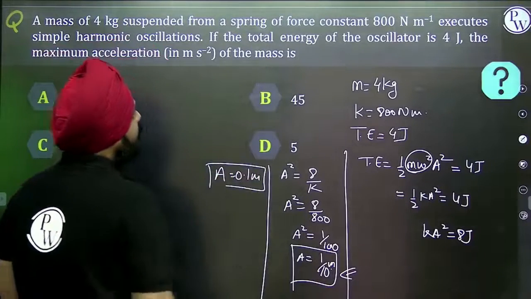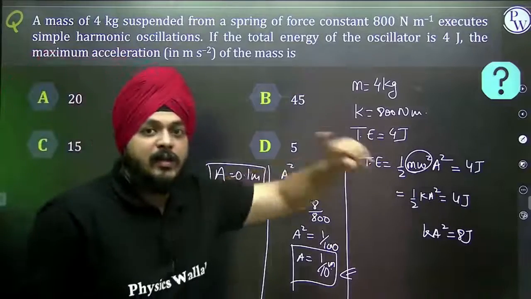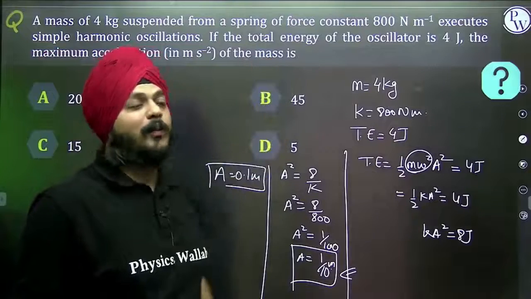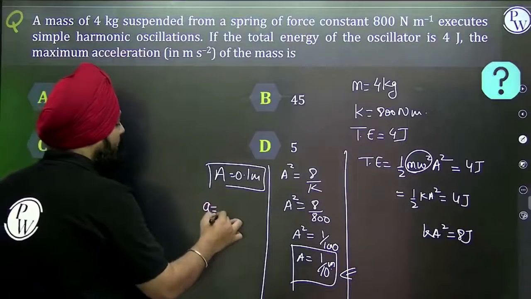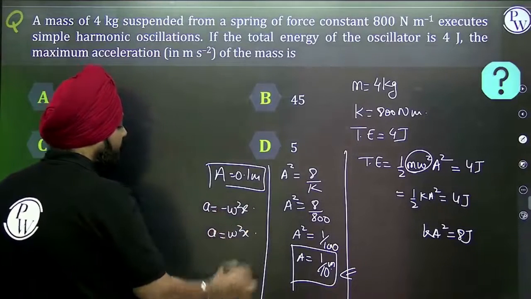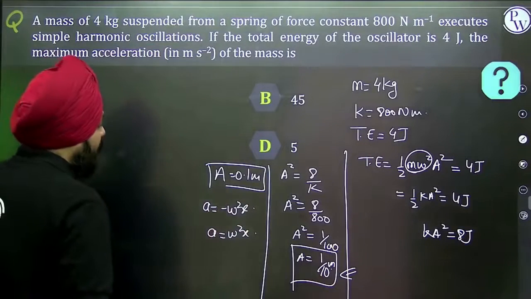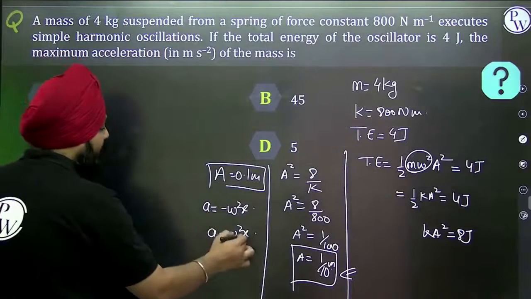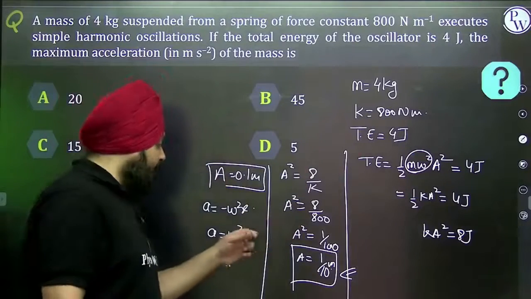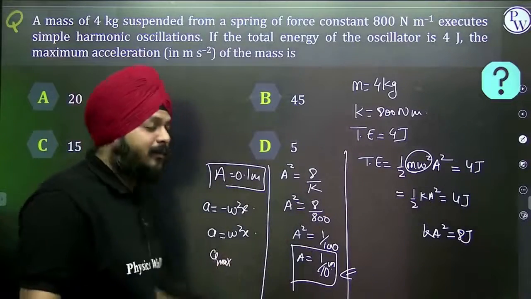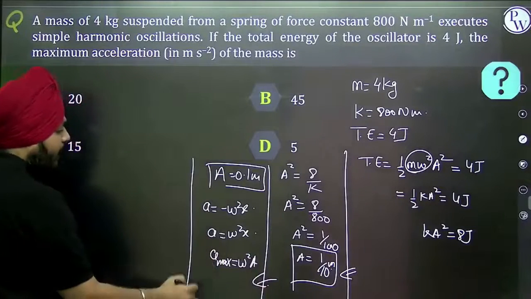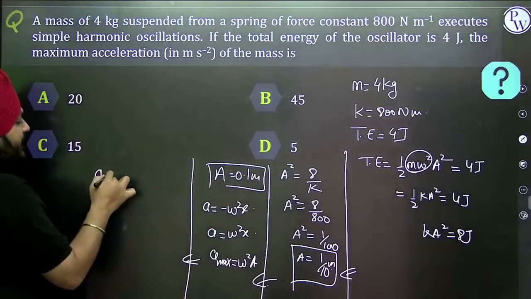Now what is asked in the question? Maximum acceleration. The equation will immediately come to your mind: a = −ω²x, so the magnitude is a = ω²x. Maximum acceleration always occurs when the value of x is A.